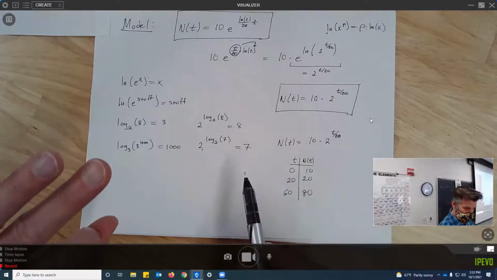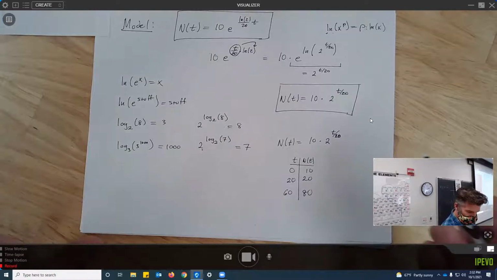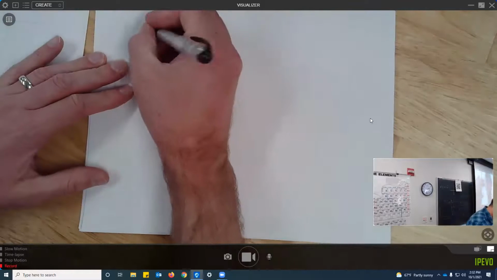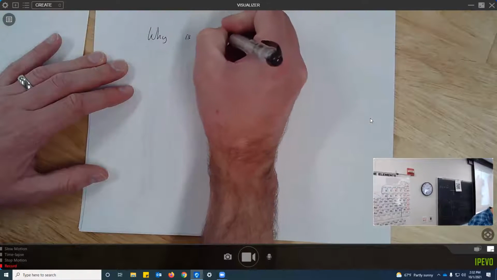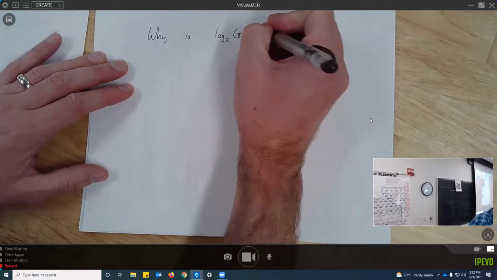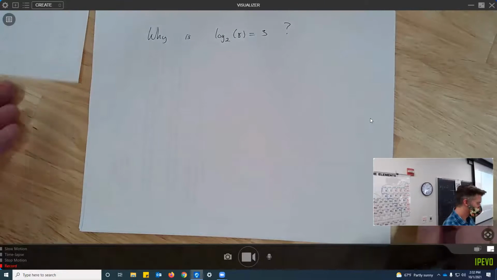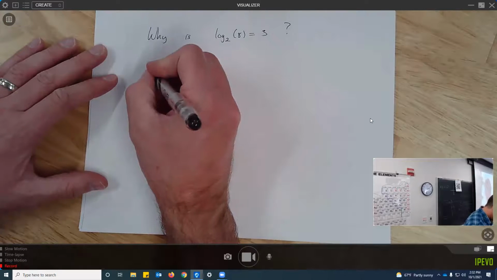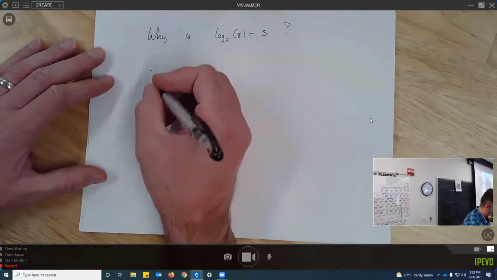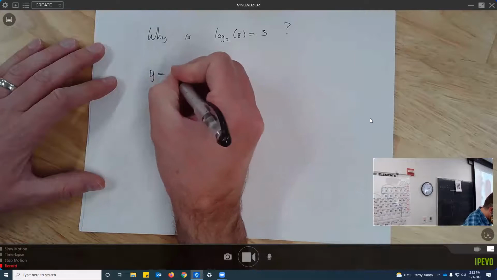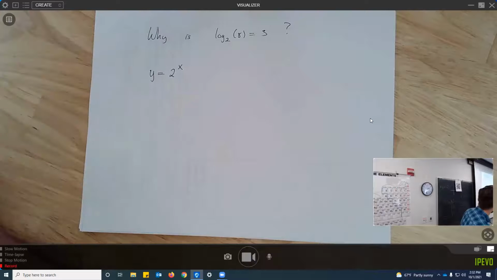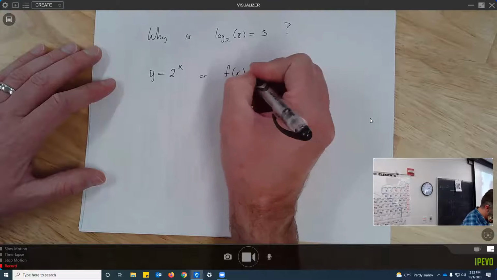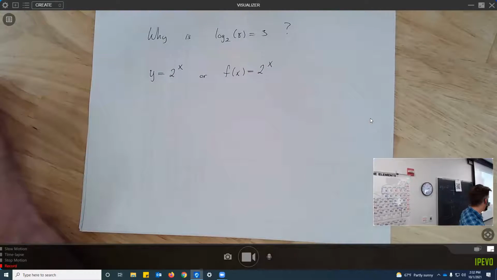Let me take 1 second to finish this because there was one question I wanted to answer about this, but actually, sure, we'll come back to this. So why is log base 2 of 8 equal to 3? Well, to answer that question, we really need to answer a few questions. Wow, there's a lot of questions to answer. So I'm going to look at y equals 2 to the x. Or preferably, in function notation, f of x equals 2 to the x.